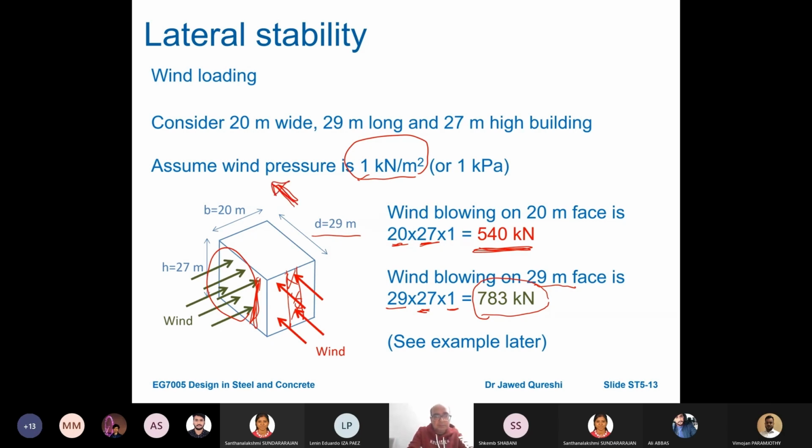So the only thing that will stop it from moving will be the shear wall or bracing provided on the long face. To sum this concept up, wind blowing on the short face will go onto the lateral stability system provided on the long face. In the same way, wind blowing on the long face will come onto the lateral stability system that you provide on the short face. This is very important to understand.